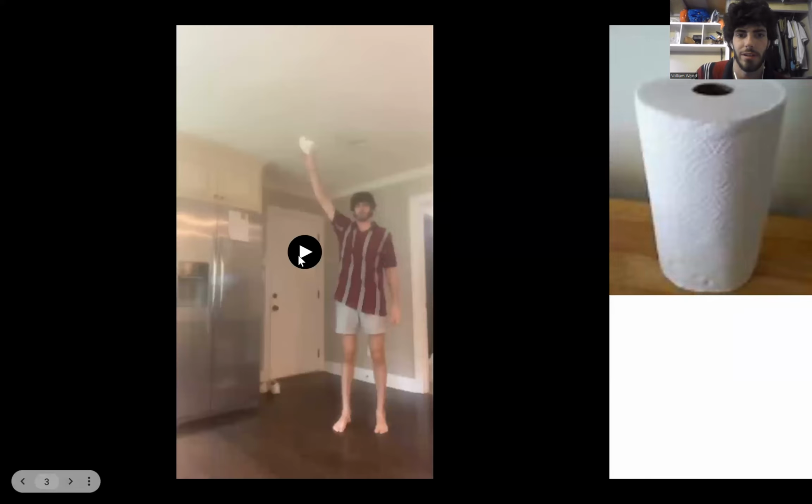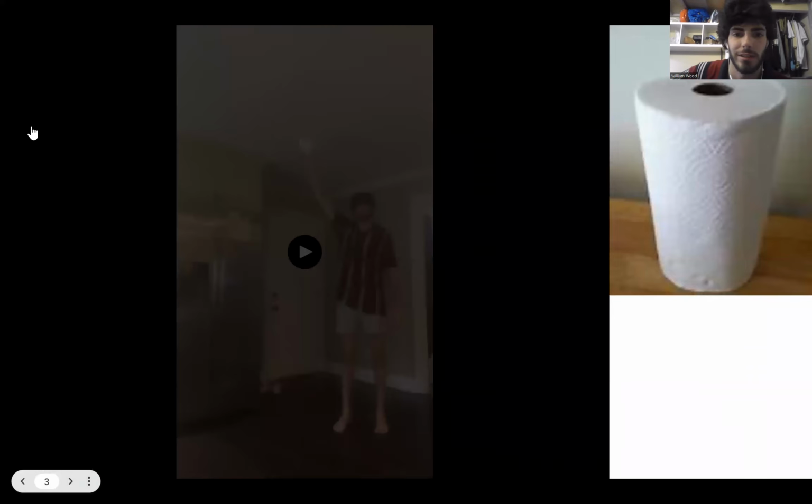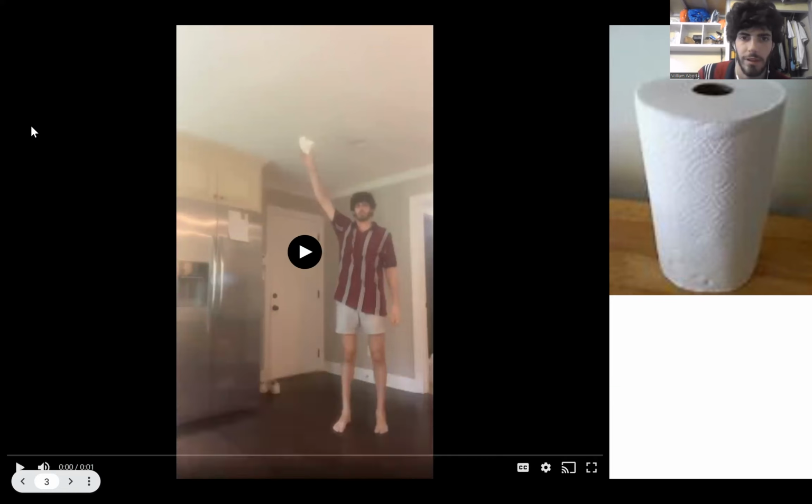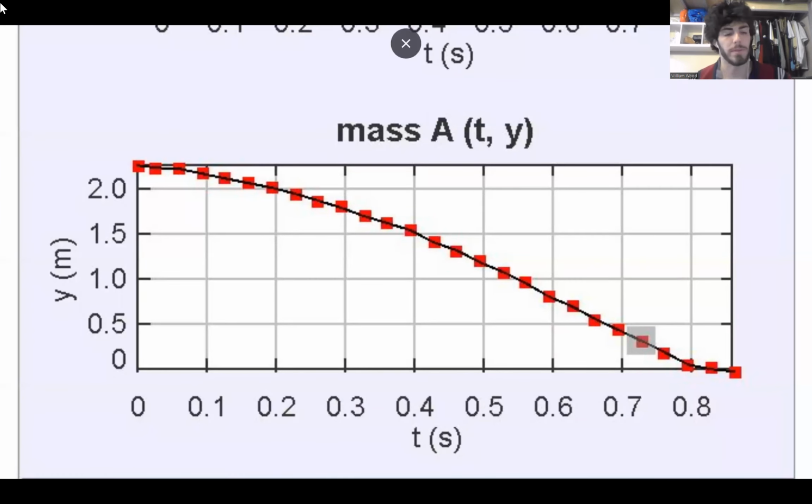Here is the video. It's me dropping an object falling, and it was a paper towel crumpled up, and the system is the paper towel, and the surroundings is everything else, like me, the air, gravity, everything. And then here was what we observed. This is position versus time of our paper towel from GlowScript.